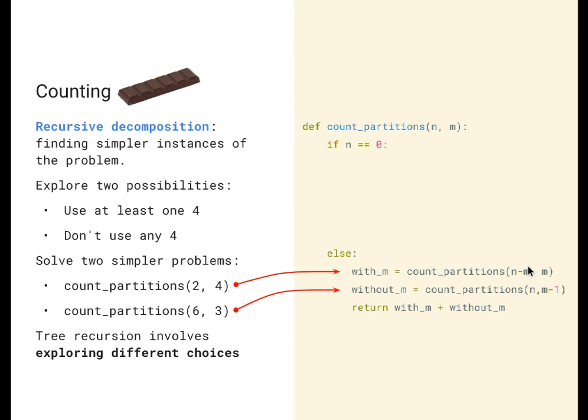So we can say, for example, if n equals 0, what does that mean in terms of our program? If n is 0, I have no chocolate. How come I still have one combination?